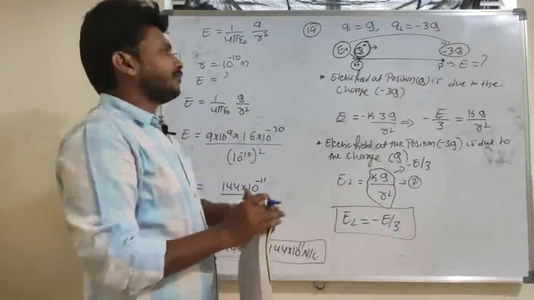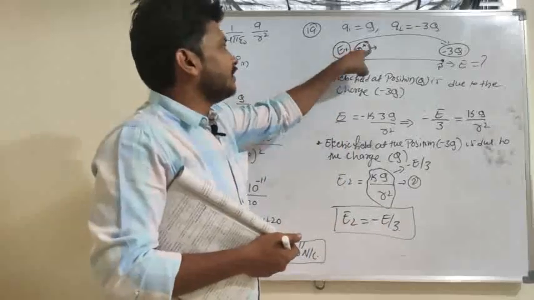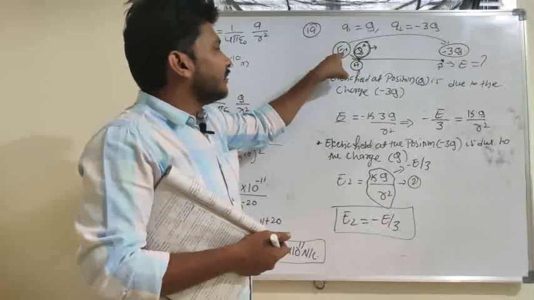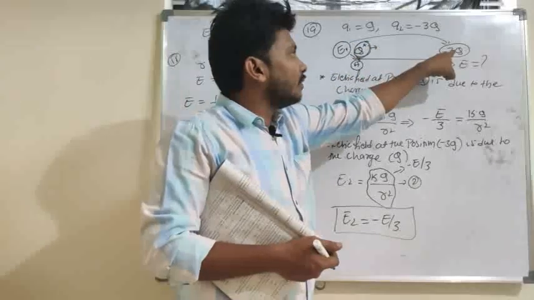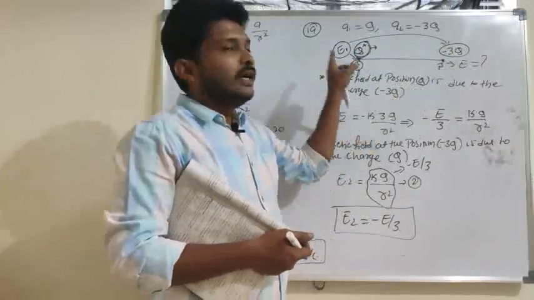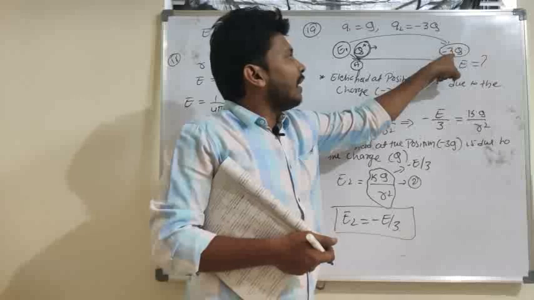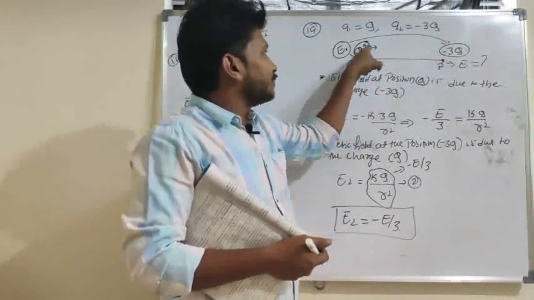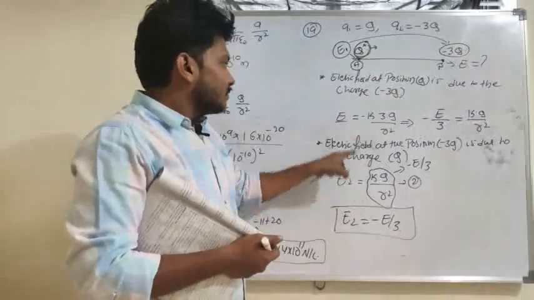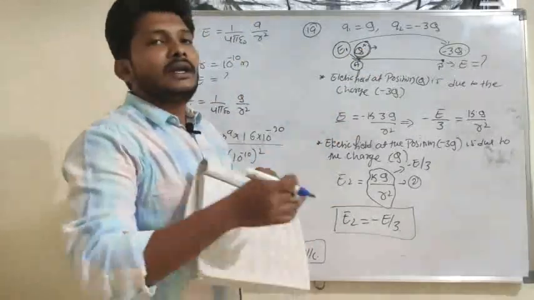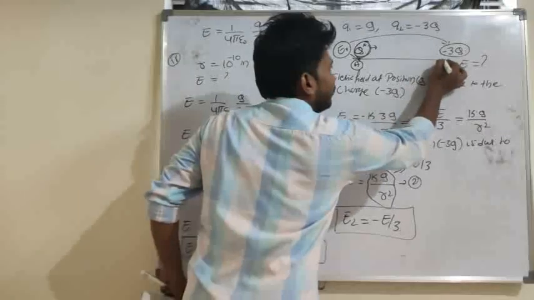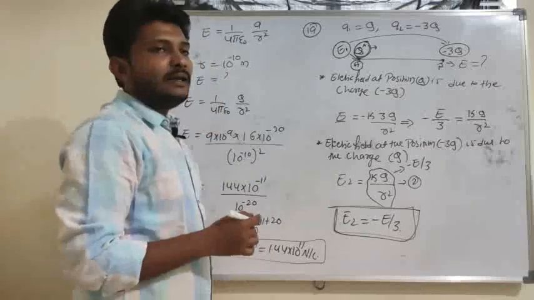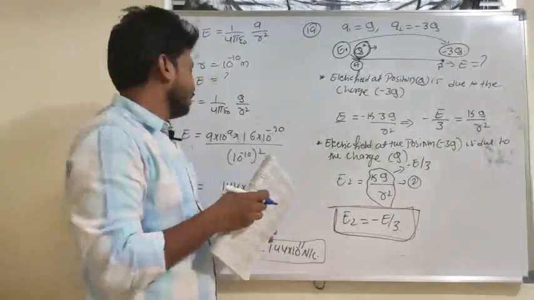So look at here, electric field E exists at the position q. That electric field is responsible for the charge minus 3q. Similarly, at the position minus 3q some electric field you will get, and that electric field is responsible for the charge q here. So if you simplify these two equations, electric field at the position of minus 3q is equal to minus E by 3. Hope you understand this one.